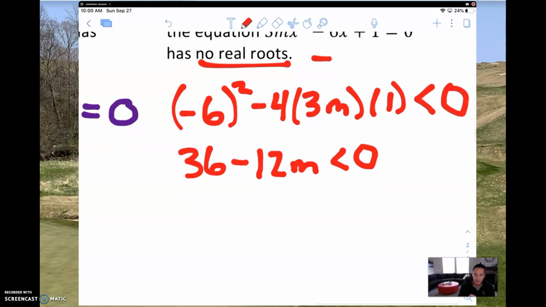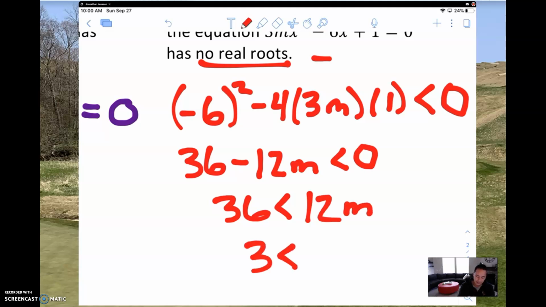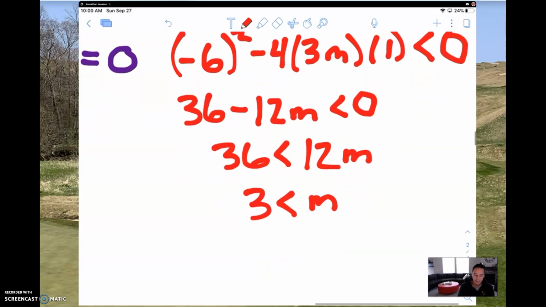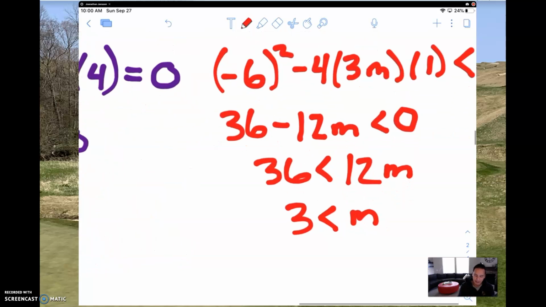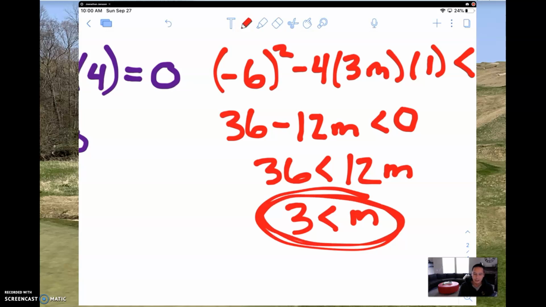And we can add 12m to both sides. We get 36 is less than 12m. Divide by 12 and we get 3 is less than m. So another way of reading this is m is bigger than 3. So the range of values that make it have no real solutions, as long as m is bigger than 3, there won't be any real solutions.